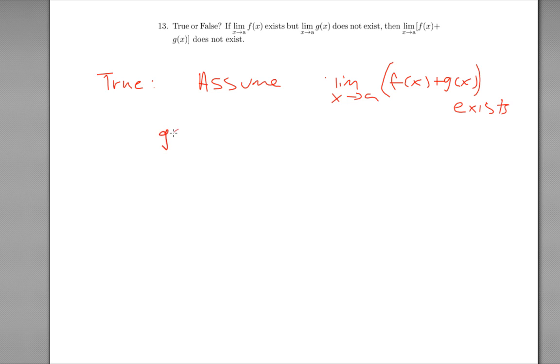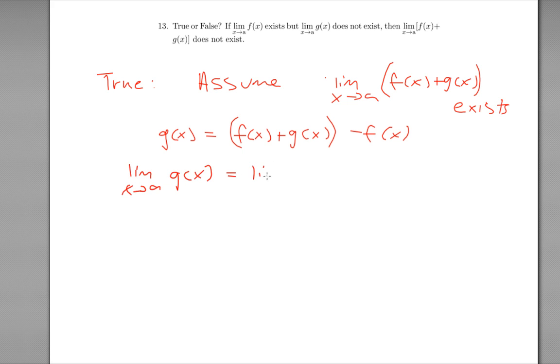Well, then I don't think it is really too hard to see that g of x is actually equal to f of x plus g of x minus f of x. Nothing really tricky there. I just rewrote g of x in some sort of confusing, convoluted way. Well, if we actually then do this, I take the limit as x goes to a of g of x, which is equal to the limit as x goes to a of f of x plus g of x, in brackets, minus the limit as x goes to a of f of x.